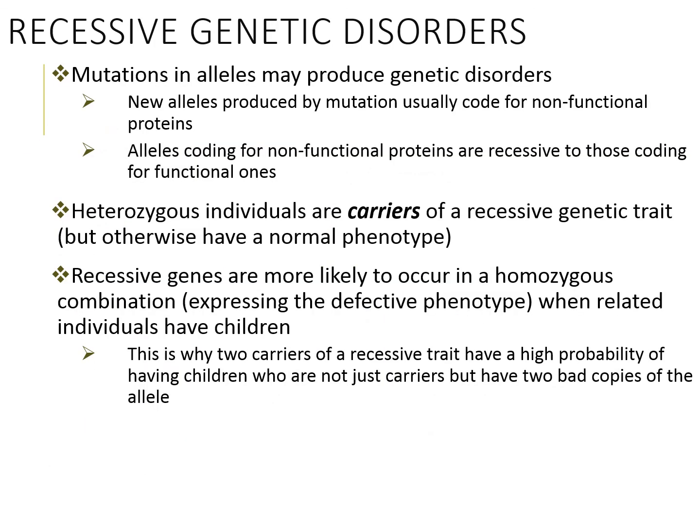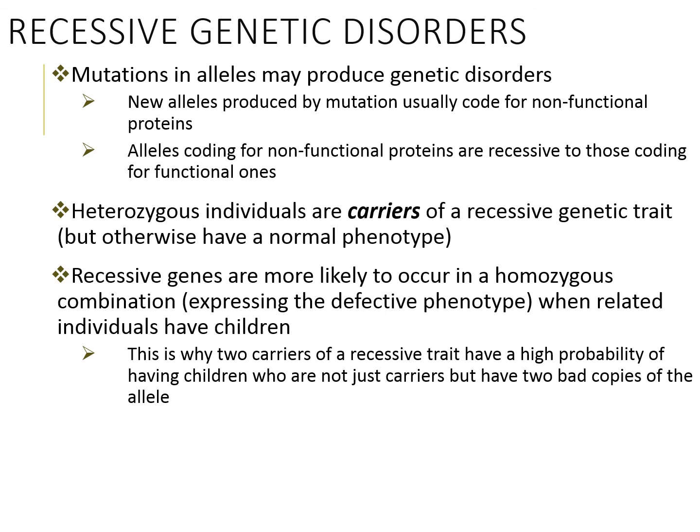Recessive genetic disorders. Mutations in alleles may produce genetic disorders. New alleles produced by mutation usually code for non-functional protein. So the original gene codes for a functional protein most of the time, or at least much of the time. When a change happens, the change basically breaks the protein. Kind of like if you take a baseball bat to a car, more than likely you're not going to accidentally fix something on it. You will more than likely break something on it.